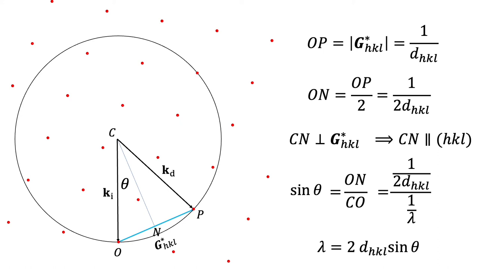So what we are showing here, is that the condition that the reciprocal lattice point P lies on the Ewald sphere is equivalent to the condition that the corresponding plane HKL satisfies Bragg's law in direct space. So the Ewald sphere construction in reciprocal space is exactly and entirely equivalent to Bragg's law in direct space.